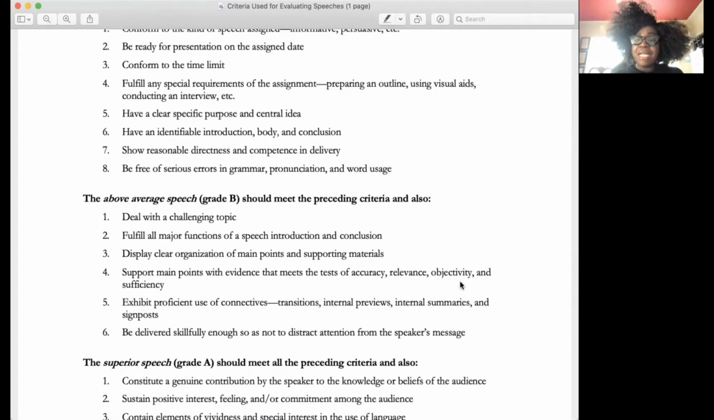The next thing, objectivity. It has to be obvious that it's not just what you think, but you have looked at all sides of the coin. You also have to exhibit proficient use of connectives, transitions, internal previews, internal summaries, and signposts.